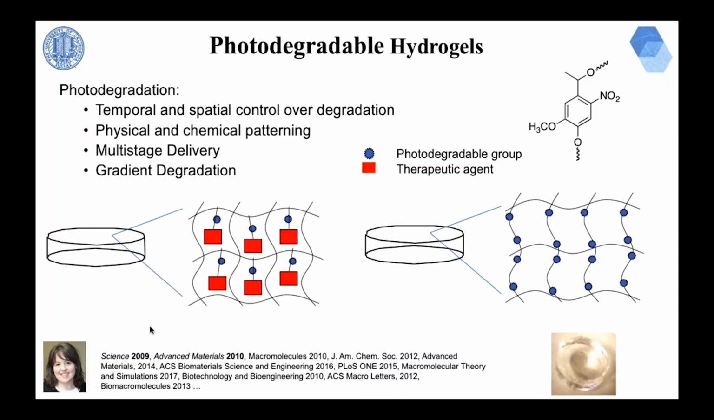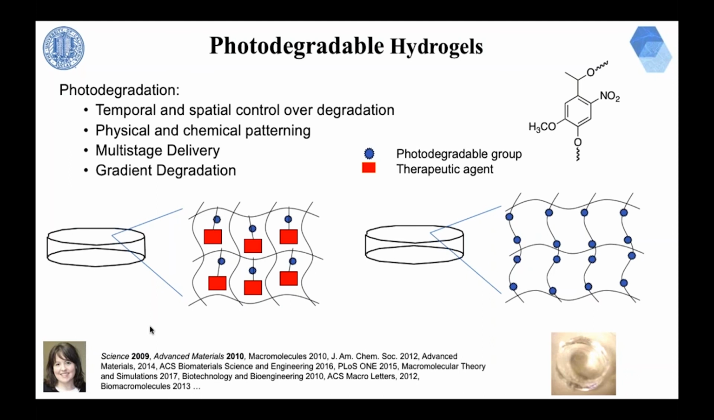The way we do this in my group is using light, and more specifically via photodegradation. Light is ideal because you can easily turn it on or off, and you can focus it spatially so that you only have your reactions at a specific location. So this gives us both temporal and spatial control over degradation and therefore over material properties.